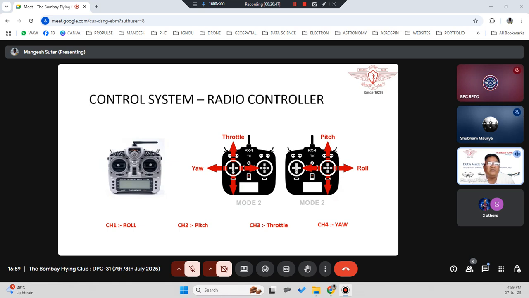If in case you reverse this from this side to this side and this side to this side, it will become mode 1. Okay, any questions over here? So mode 1 is not so much used. It has been used earlier, some people use it, but mostly the mode 2 configuration is being used.